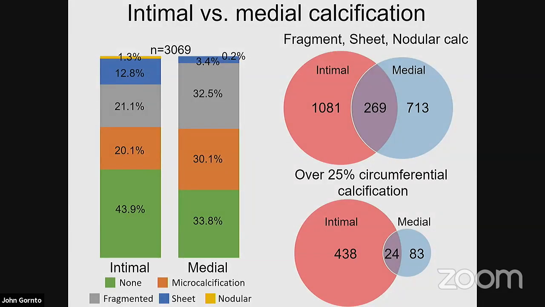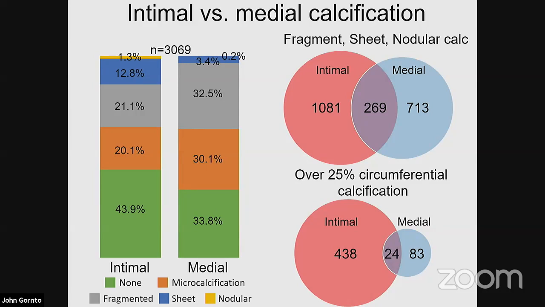So this is a summary showing the intimal and medial calcification, and how they are different. If you look at intimal calcification in the peripheral arteries, you can see these types. You can see no calcification, followed by microcalcification, followed by fragmented calcification in gray, then sheet calcium in blue and nodular calcium in yellow. And you can see that in medial calcification in these particular cases, we did not see nodular calcification in the media overall, but medial calcification is very common in the peripheral arteries.